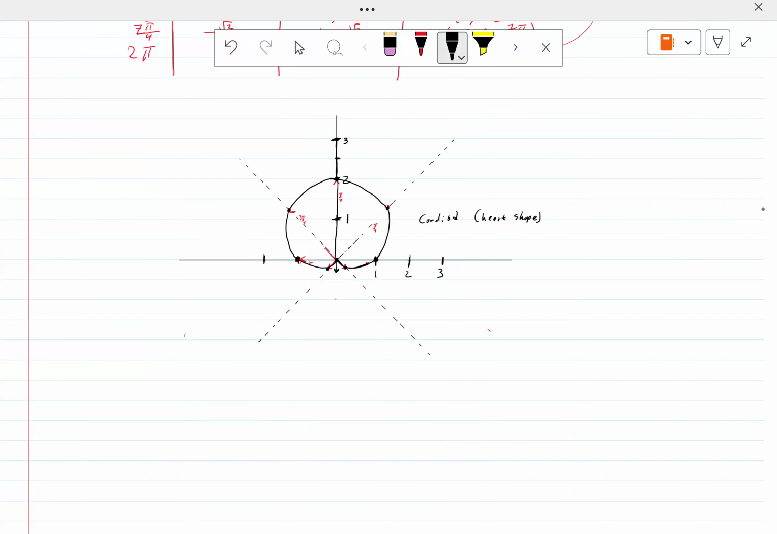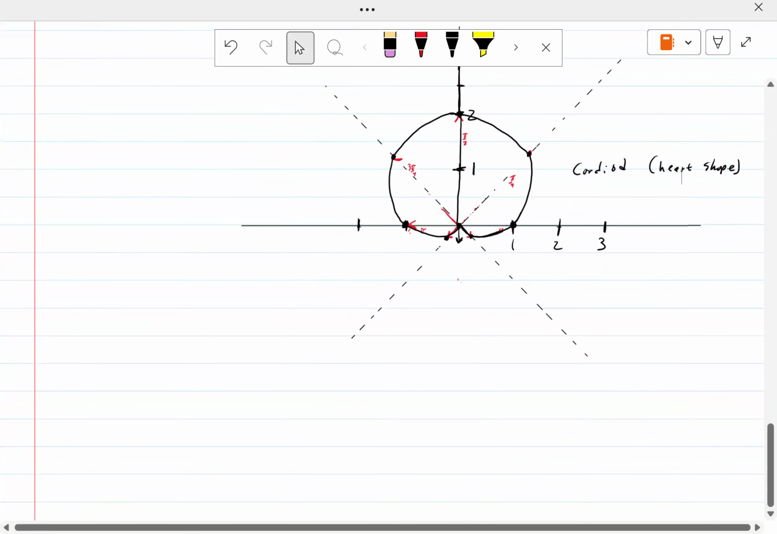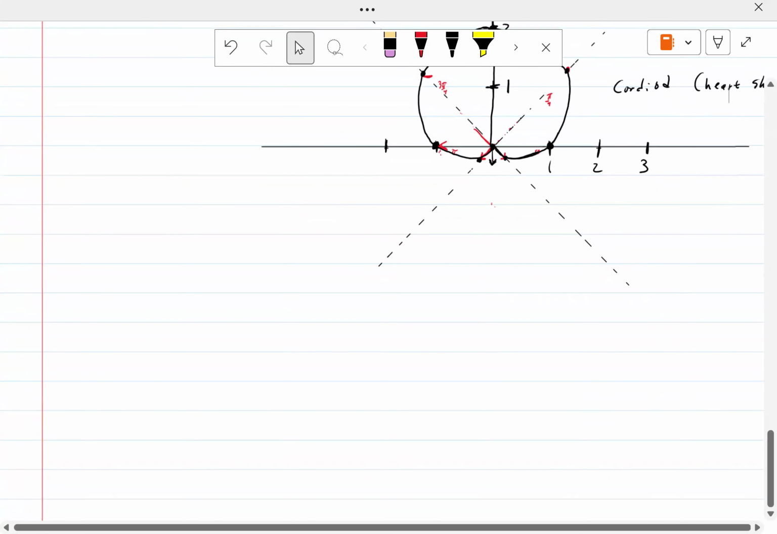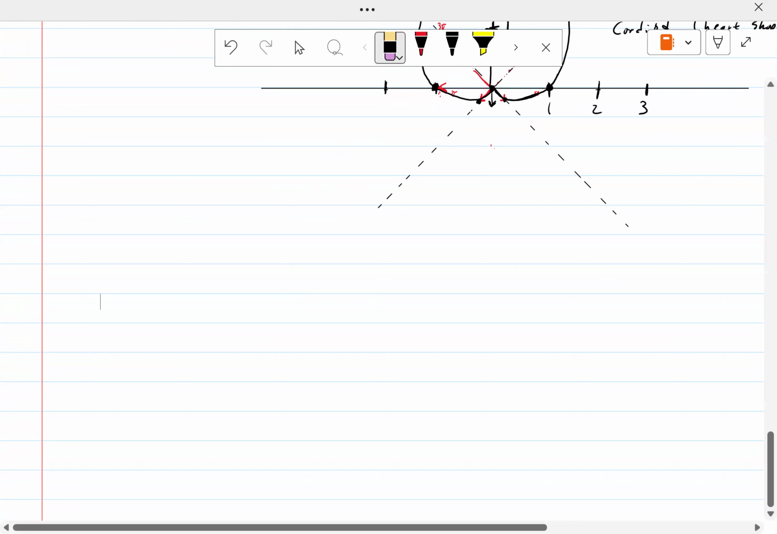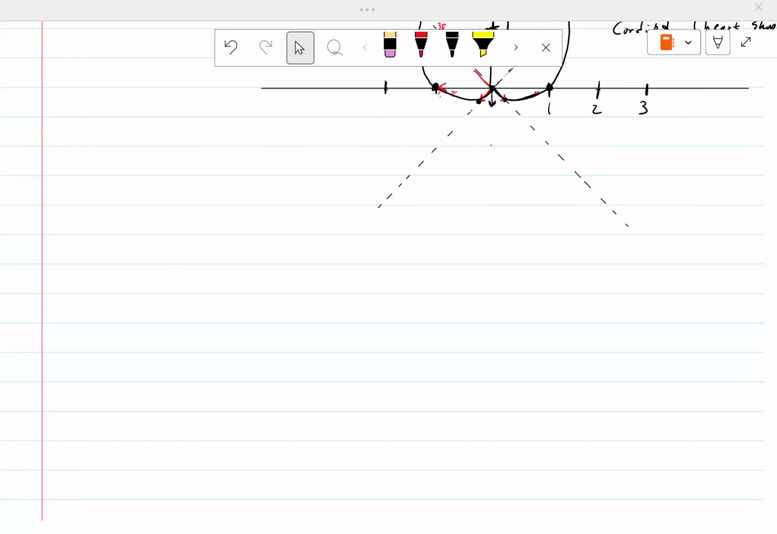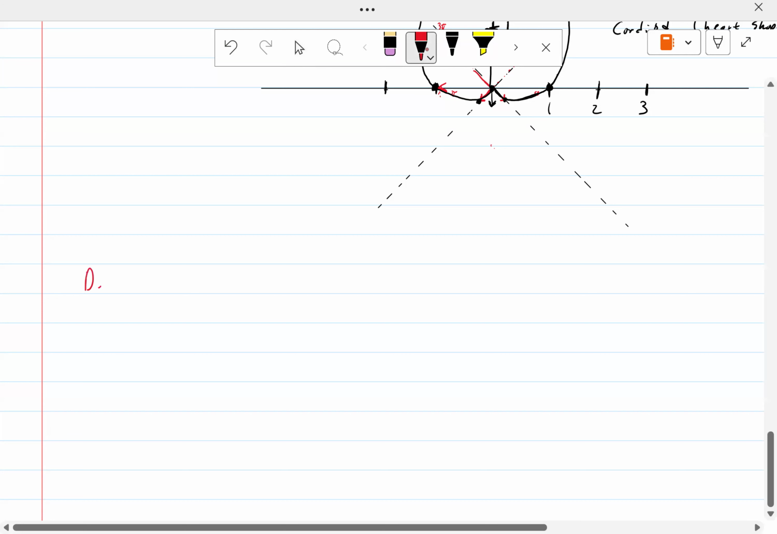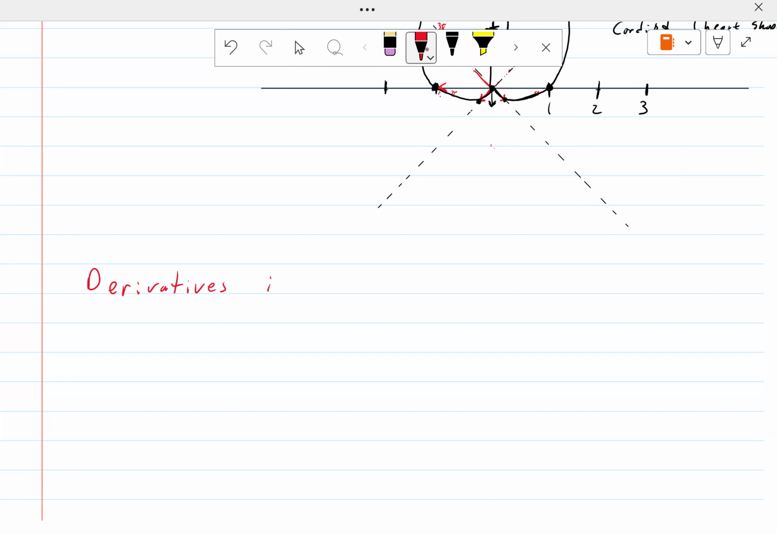I mean, my cardioid's not horrible. I tried to do as best a job as I could. Hopefully you get the idea. So we're gonna put our cardioid to the side for right now, and then we're gonna say what are derivatives in polar coordinates.